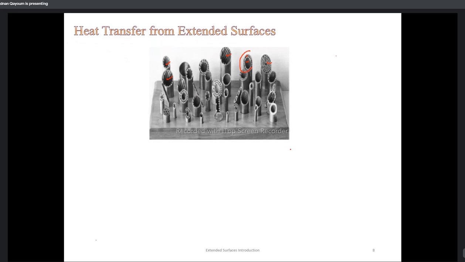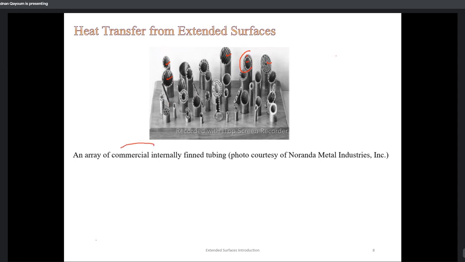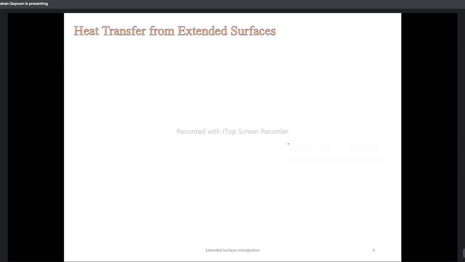Okay, so we are back here. Okay, so these are some commercially available internally pinned tubes, because these industries are making these types of things. Okay, so some examples.